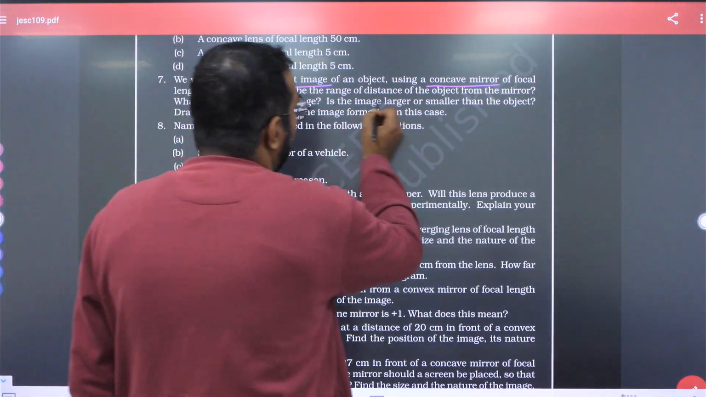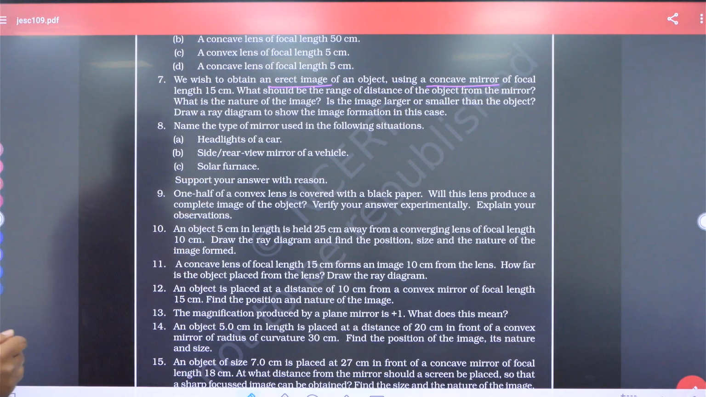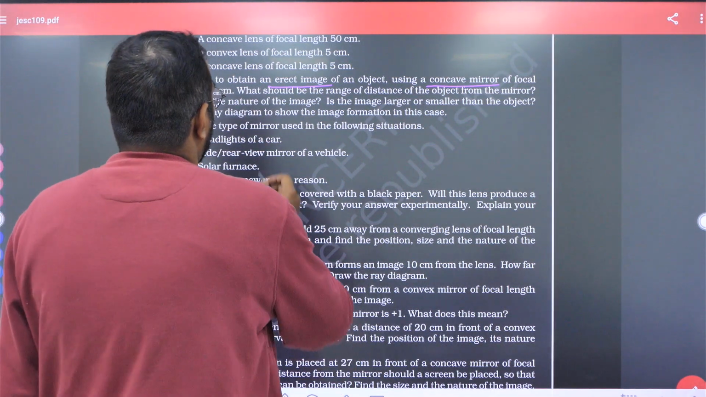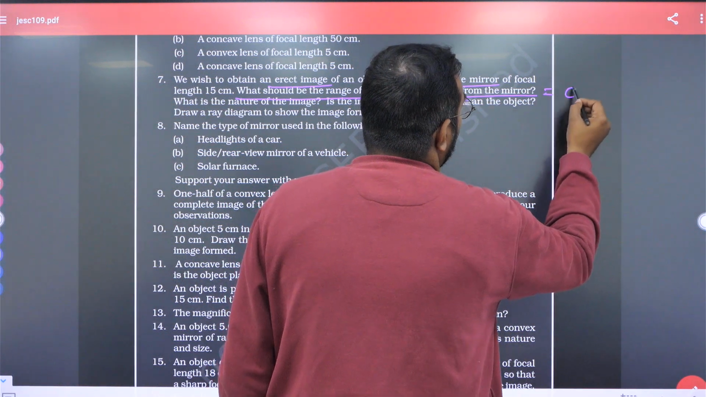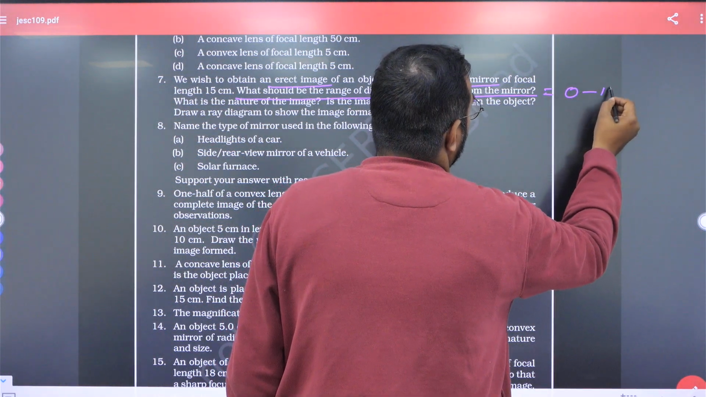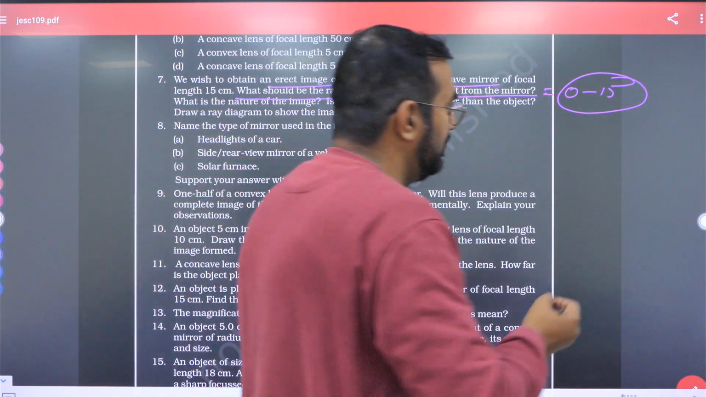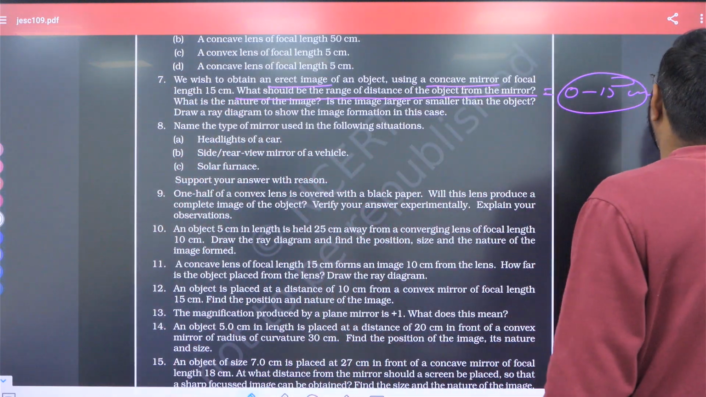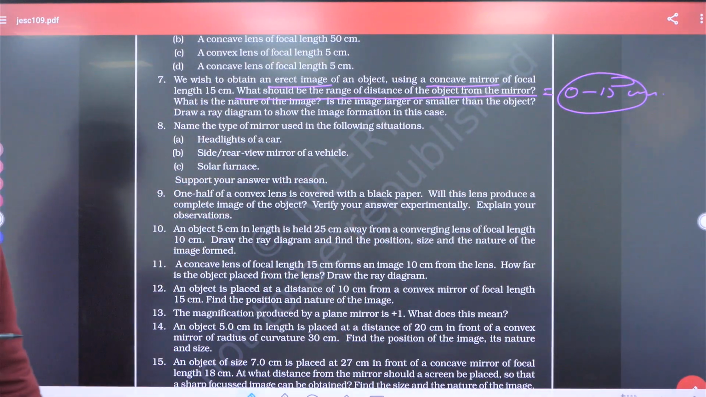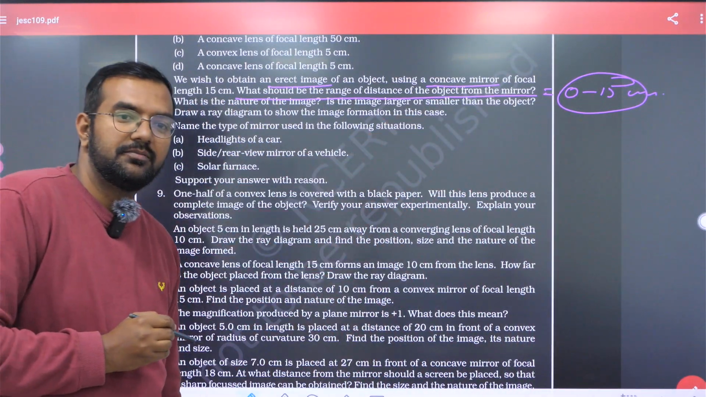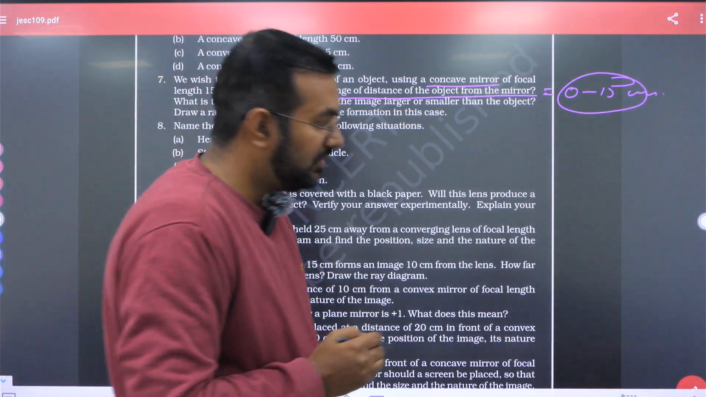Focal length is 15 centimeter. So what should be the range of distance of the object from the mirror? That will be 0 to 15, right? Yes, 0 to 15 centimeter. Or you can say greater than 0, less than 15.